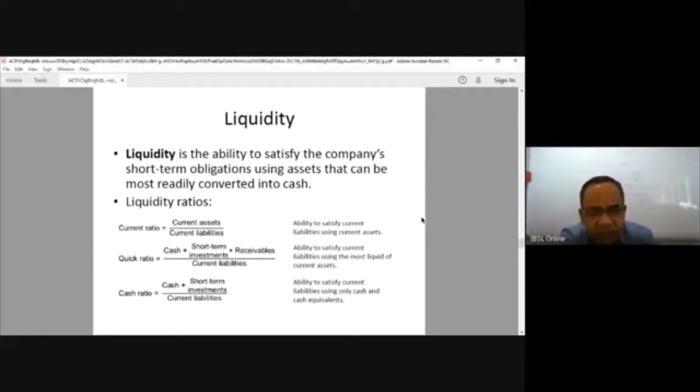So the quick ratio is more stringent than the current ratio, and that really shows how the cash flow of the company is, whether they can meet their current liabilities. And then the cash ratio, where you take only the cash and short-term investments that can be cashed in. The first and second are normally used. The third one you don't use that often, but you should know it.